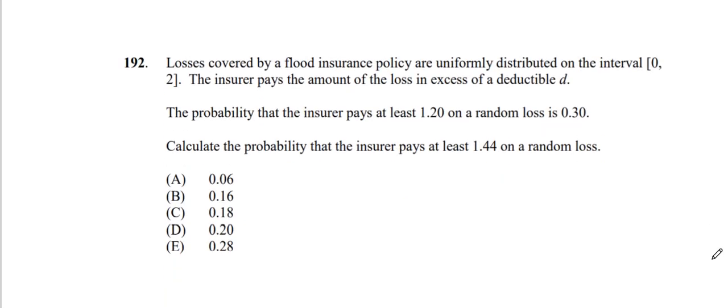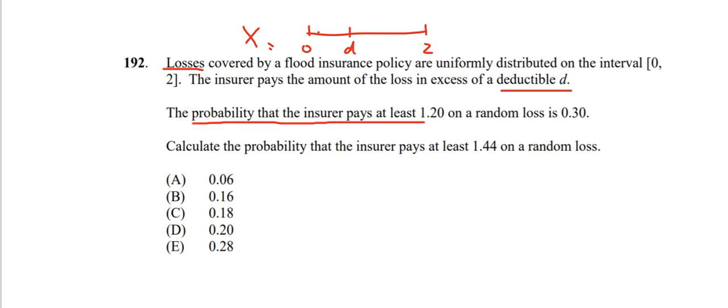For this next problem, X is the loss, which follows a uniform distribution from 0 to 2. We have a deductible d. We don't know this d, but we know that the probability that the payment is at least 1.20 is this.